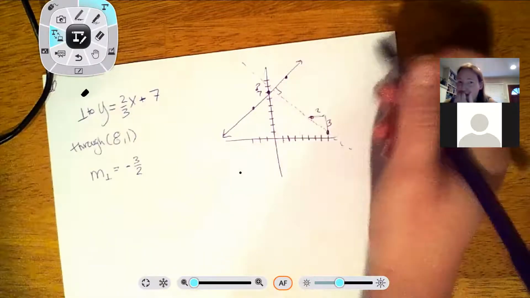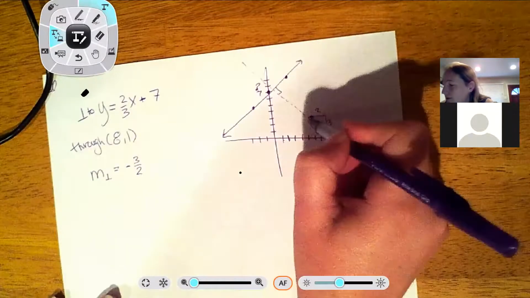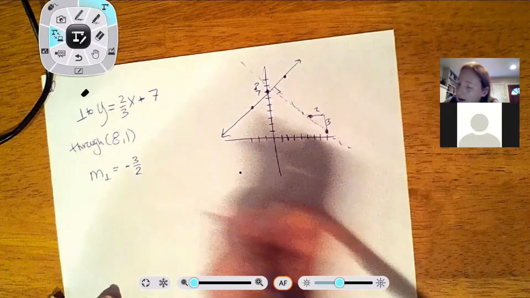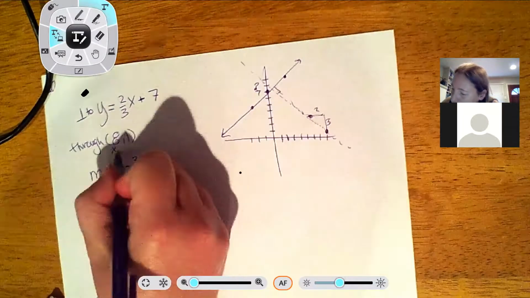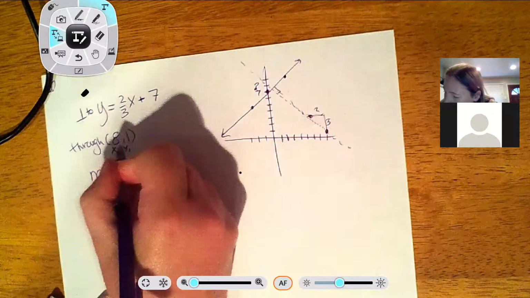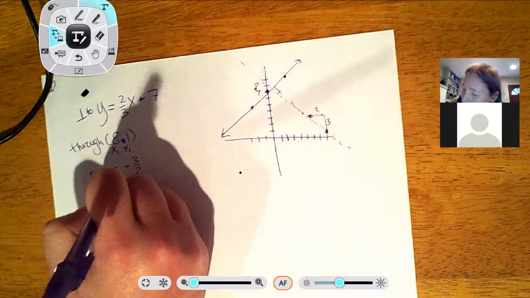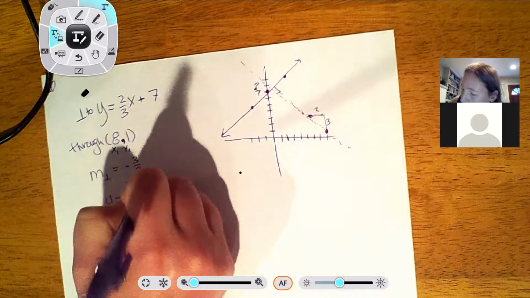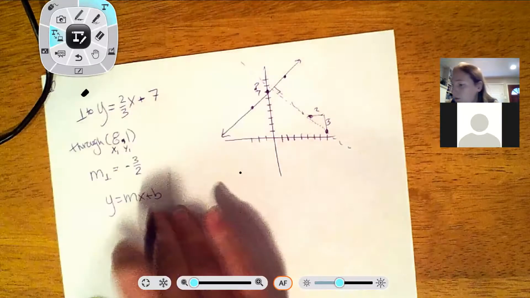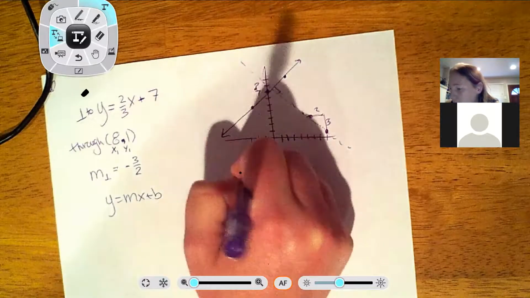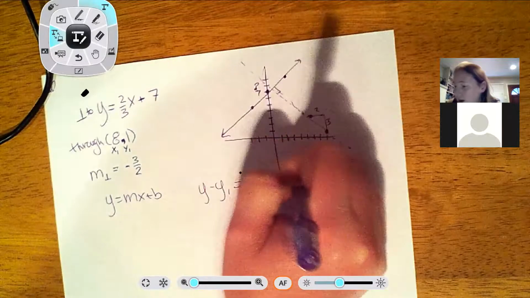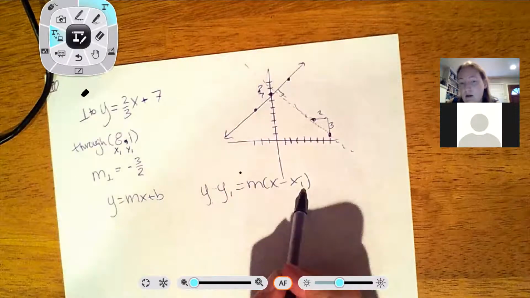It's a little bit tricky to see on a sketch like this. And again, the point is here, so that's our point. And so to write the equation, are you familiar enough with the point slope one, the one right here? Or is that new to you?